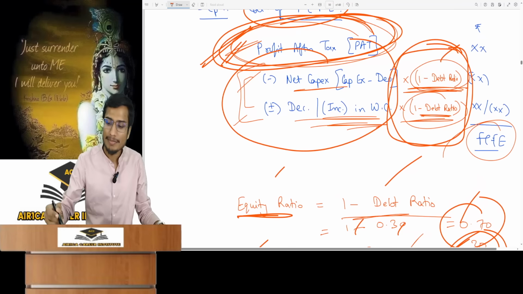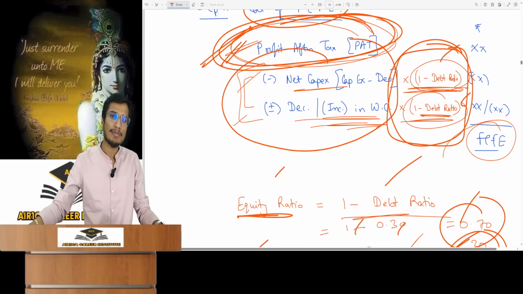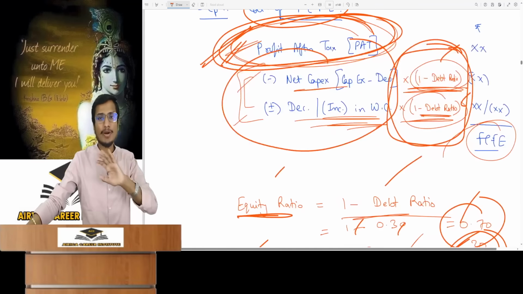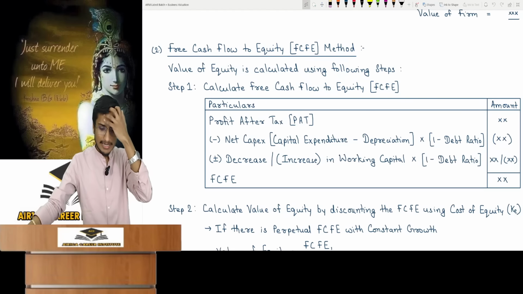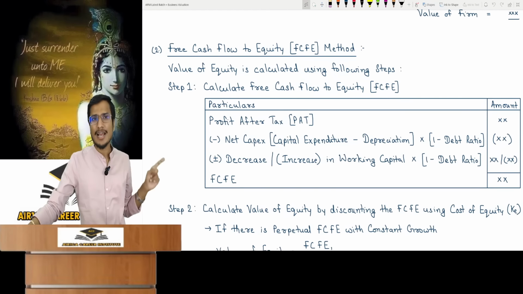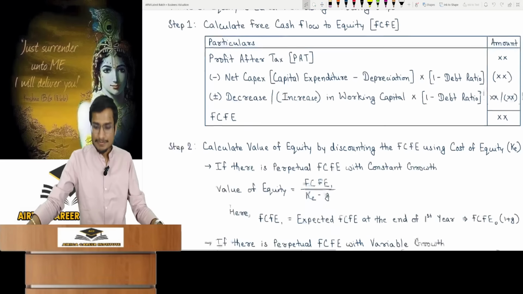We also call the equity ratio 1 minus the debt ratio. Just apply that. Have you got the point? This was the one extra adjustment I had to explain, and I've explained it completely with logic. You will get the FCFE.